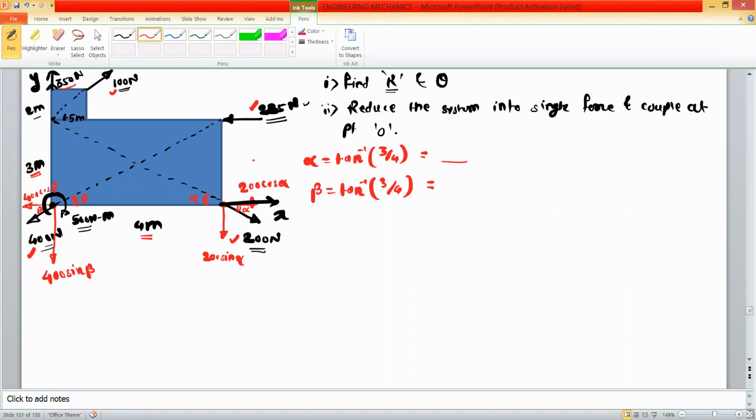Then resolve the force 100 Newton. The 100 Newton is acting at this point. So this is the x component.